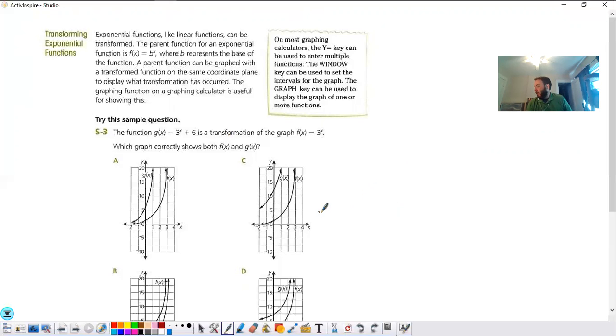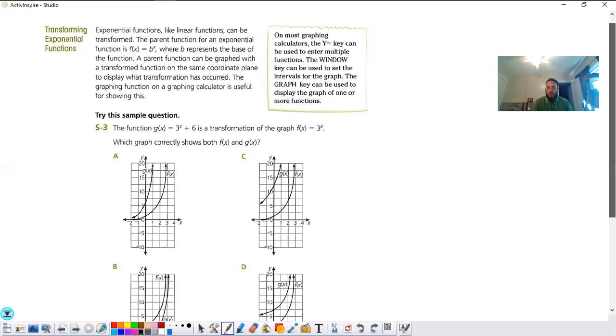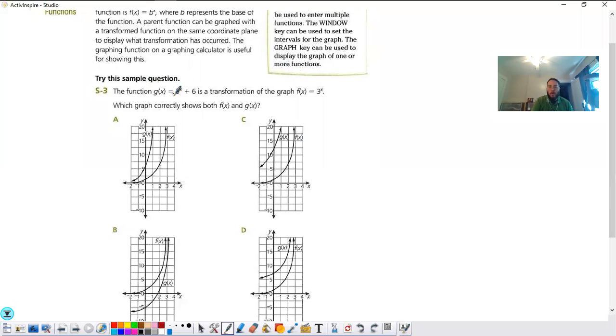So at this time, if you want to pause it and open up your graphing calculator, we're going to compare these two graphs and then see which one it matches with. The two graphs that we're going to be graphing are first f of x, which is 3 to the x, and then our second one will be g of x, which is 3 to the x plus 6.